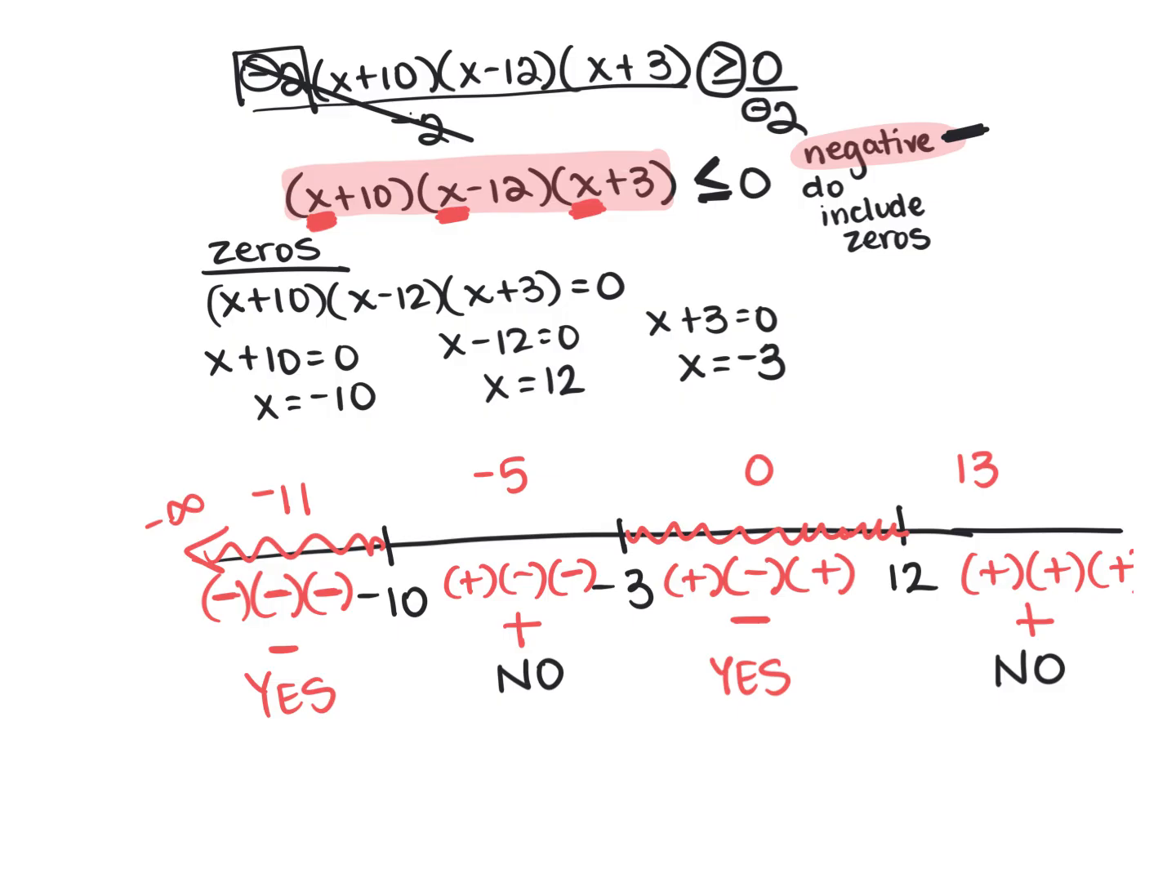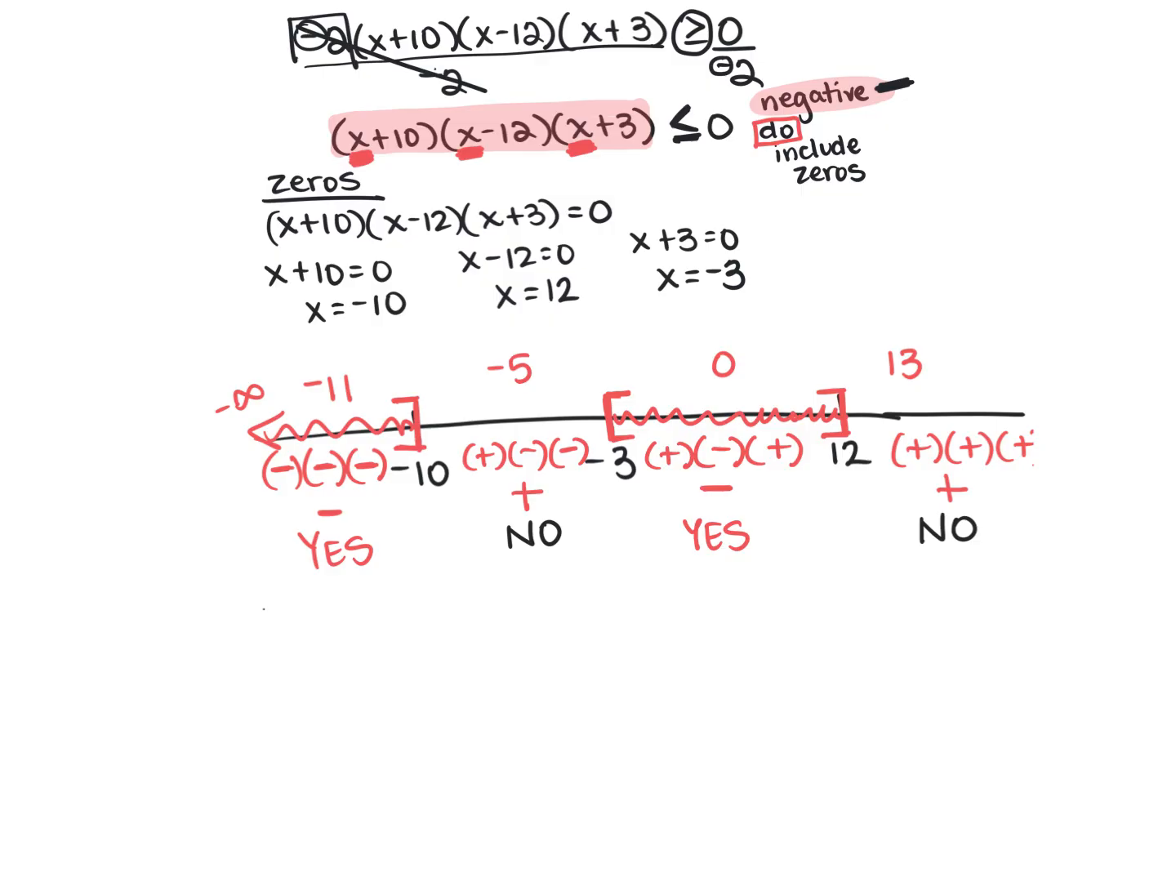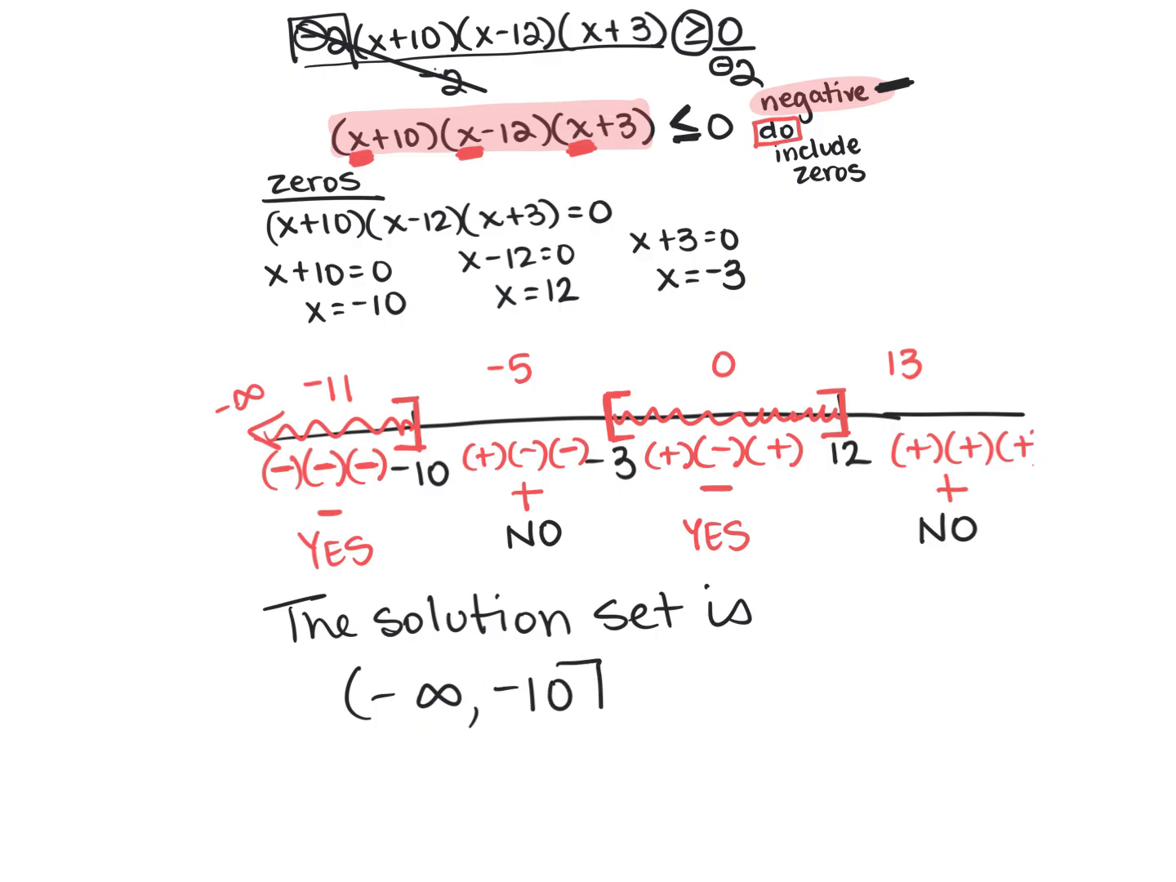The last decision that has to be made is what happens at negative 10, negative 3, and positive 12. And right here, we said that we do include our zeros. So we need a bracket right here, and we need 2 brackets, one on each end of this shaded area. So we have finished this problem. So you're going to tell me the solution set. I'm looking at the sections where I have the shaded region. So the solution set goes from negative infinity up to and including negative 10, union, then I have negative 3 up to 12, and again I include those.